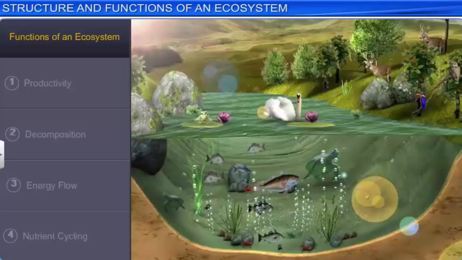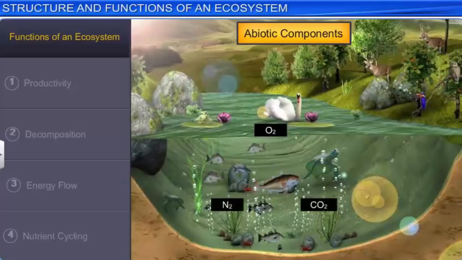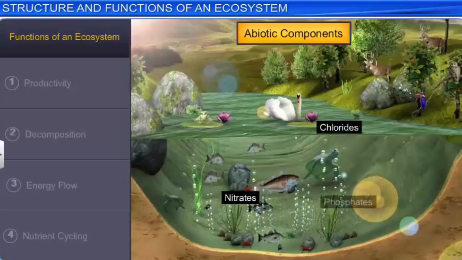Now, some of the abiotic components in this pond include water, rocks, soil, sunlight, and dissolved inorganic and organic substances such as oxygen, carbon dioxide, and nitrogen. It also includes dissolved inorganic salts in the form of nitrates, chlorides, and phosphates.